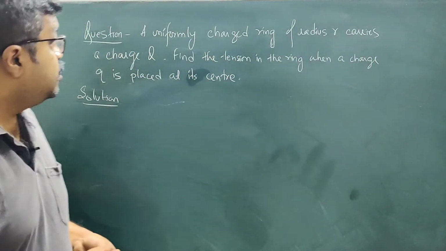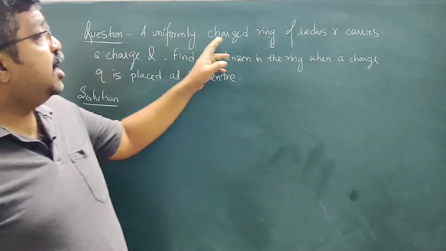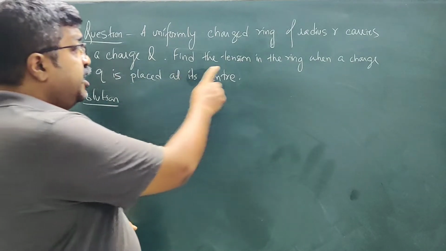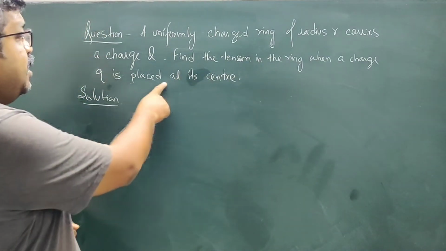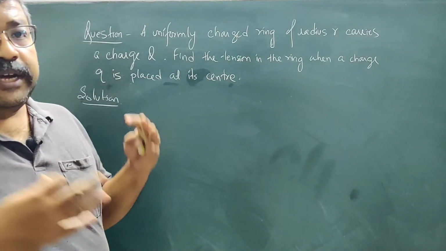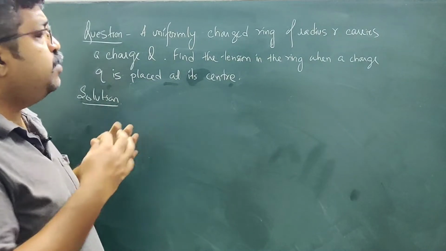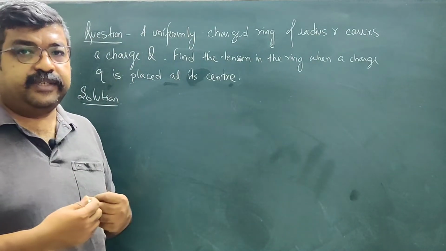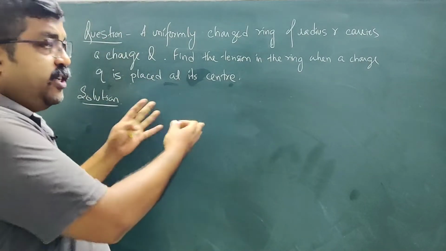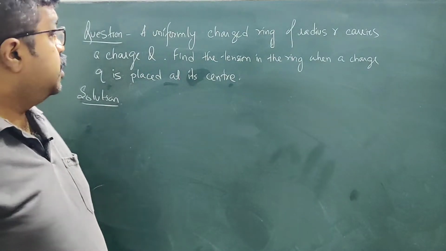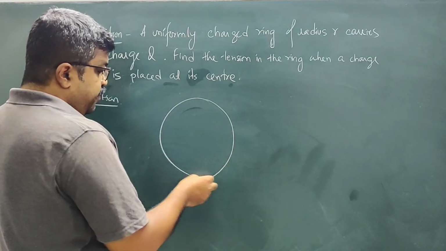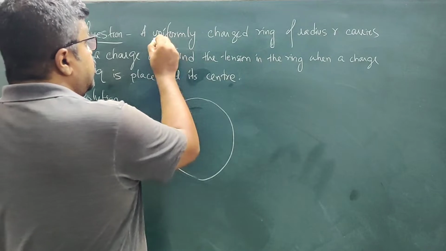Now as you can see, this question says we have a uniformly charged ring of radius r and carries a charge Q. Find the tension in the ring when a charge small q is placed at its center. So first of all, after reading the question, you should be able to visualize what the question says. Visualize means if it is not possible to visualize, draw it with pen and paper. So this is the ring.